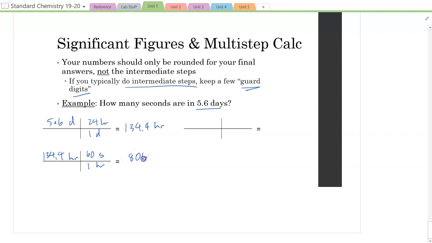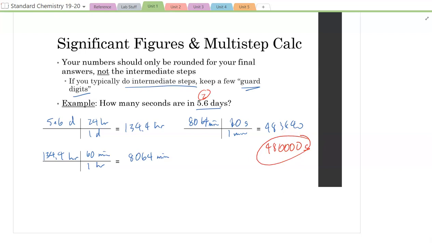That gives you 8064. I'm sorry, I wrote the wrong number here. That should be minutes. And then, like I said, we go ahead and carry this out. 8064 minutes, for every 1 minute, 60 seconds. And then we can round out this final answer. That ends up being 483840. But I want to look back at my original value. I have two significant figures here still, so I want to round this. So going back to my original answer, that's going to be 48 and then 0000 seconds as your final answer. This is what you want.